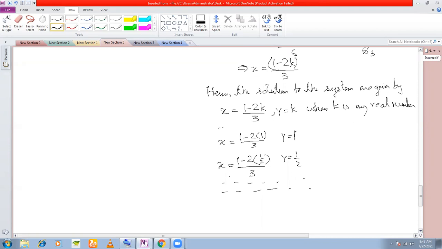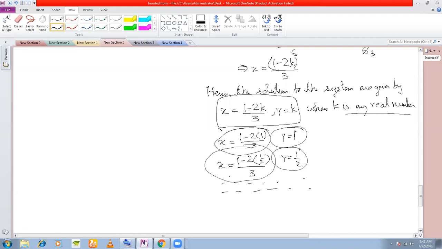We have got the solution x is equal to (1 minus 2k) and y is equal to k. This is the solution to the system, where k is any real number. If you take y is equal to 1, you get x is equal to this. If you take y is equal to half, you get x is equal to this. You can take any real value of y you can think of, and you'll get a solution. So you'll get infinite number of solutions. Therefore, the infinite number of solutions is given by x is equal to (1 minus 2k) by 3, y is equal to k, where k is any real number.